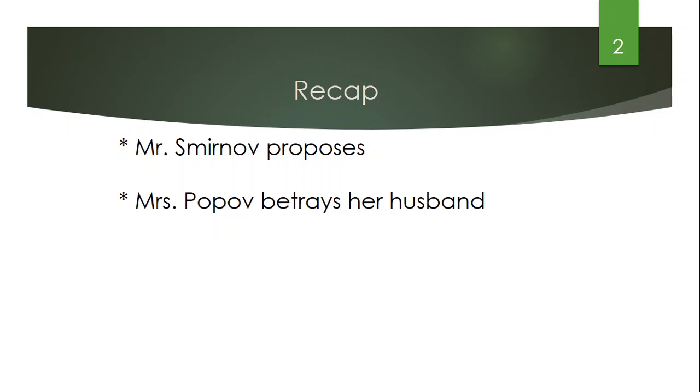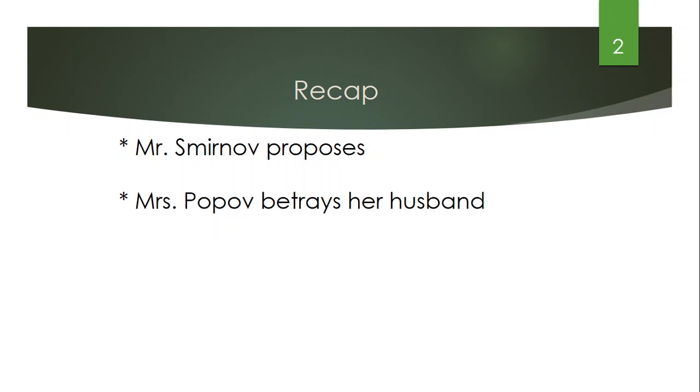Before going to that, we will have a recap. In the previous session number 5, what did we learn? We learned that after the arguments between Mr. Smirnov and Mrs. Popov, when Mrs. Popov was ready to shoot him, Smirnov proposed to Mrs. Popov, and ultimately she accepts his proposal. And by accepting his proposal, in another way, she betrayed her husband.